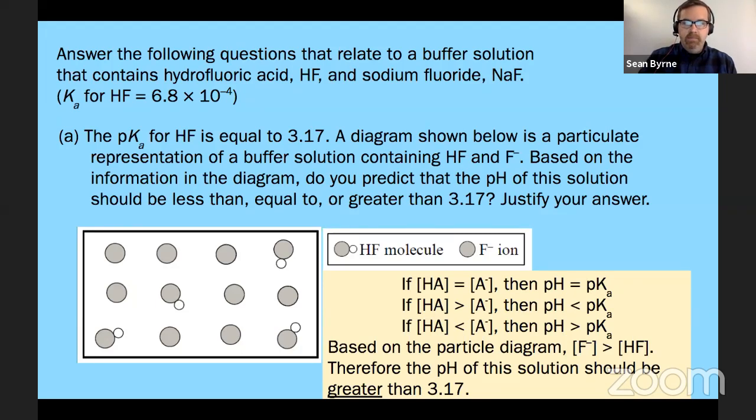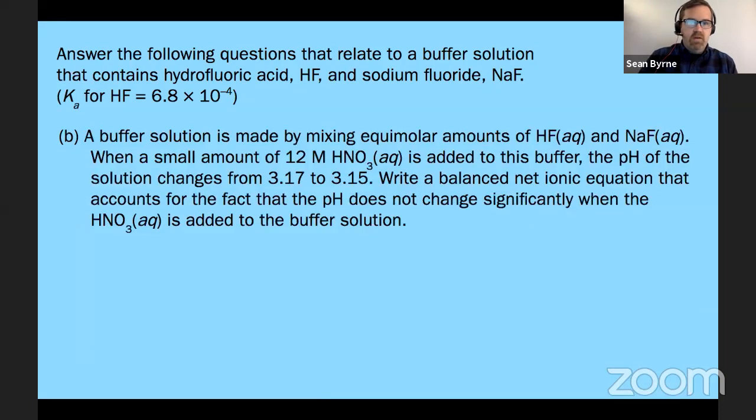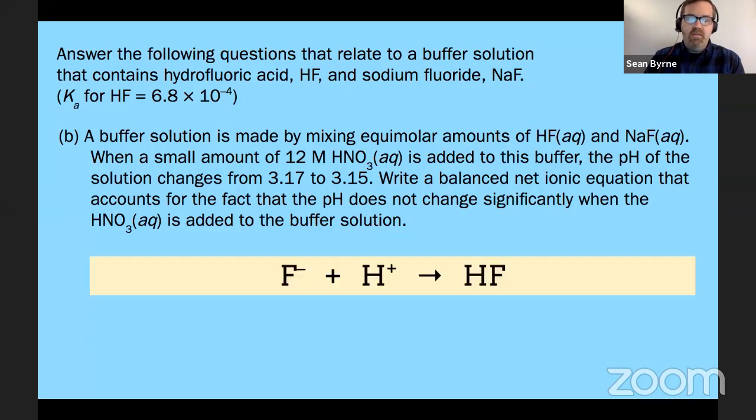Okay. Moving on to number 2, a buffer solution is made by mixing equal molar amounts of these things. And when a small amount of 12 molar nitric acid is added to the buffer, seem to remember a couple of problems like this from yesterday, the pH of the solution changes from 3.17 to 3.15. Write a balanced net ionic equation that accounts for the fact that the pH does not change significantly when the HNO3 is added to the buffer solution.